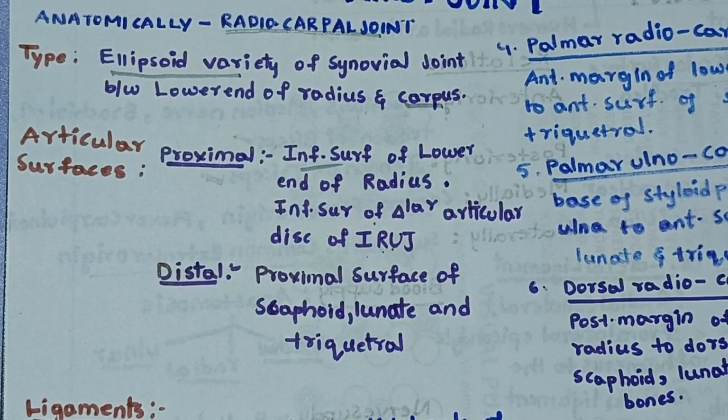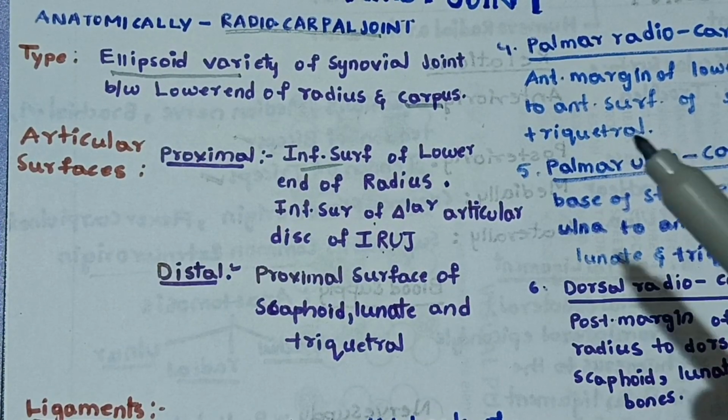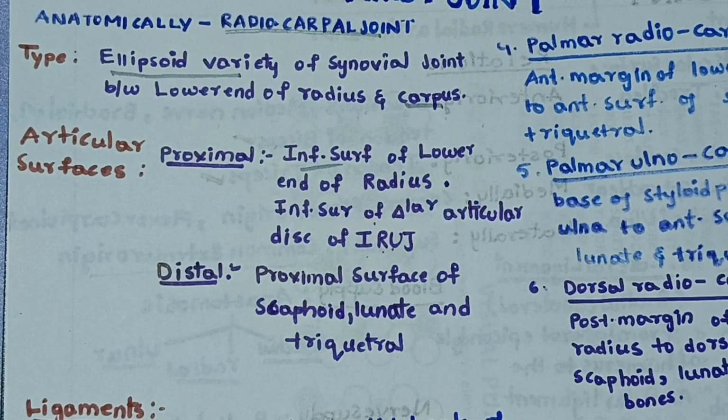Yes, so the inferior surface of the lower end of the radius, along with the triangular articular disc of the inferior radio-ulnar joint. There are two radio-ulnar joints, one is superior, one is inferior. Here the inferior radio-ulnar joint takes part in the formation of the wrist joint. So the proximal articular surfaces are the lower end of the radius and the triangular disc of the inferior radio-ulnar joint.